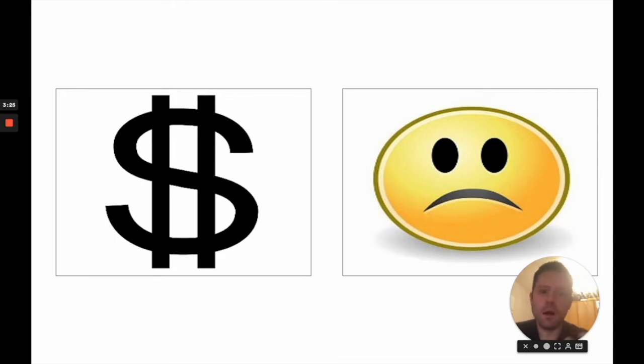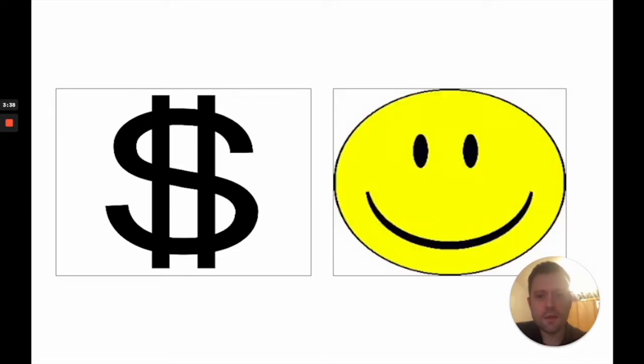That could be, I've not got enough money to buy a Porsche, or it could be that a country has not got enough money to invest in roads, so there's nowhere to drive the Porsche even if they did have the money. Whereas the next two symbols we use together, economic opportunity, dollar sign, smiley face, these are good things.